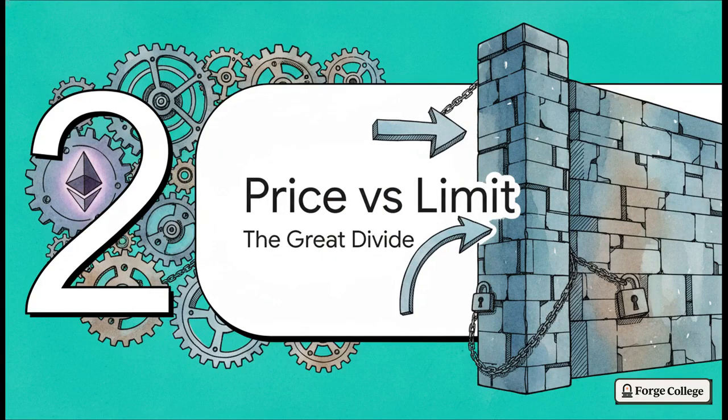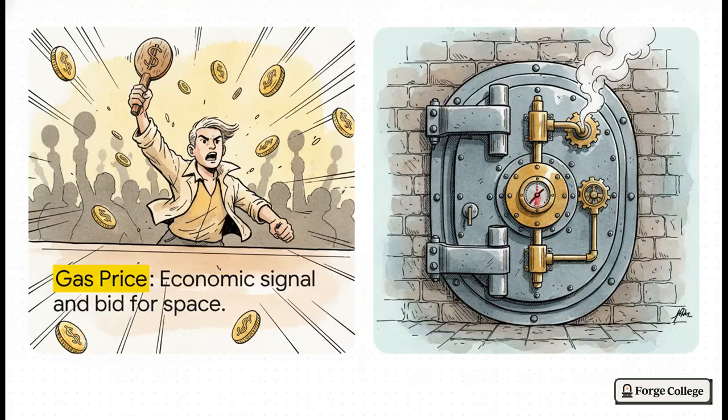Section 2. Defining price versus limit, the Great Divide. Now, what's really interesting here is that we're going to clearly split the two distinct critical levers you have at your disposal every single time you hit submit on a transaction. Notice how perfectly this captures the dual nature of an Ethereum transaction.